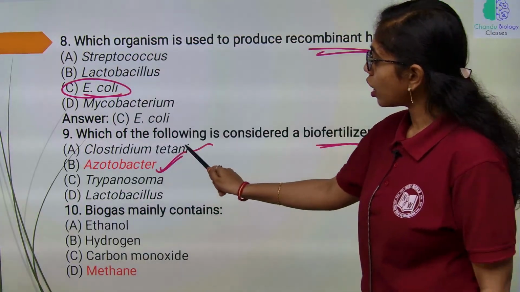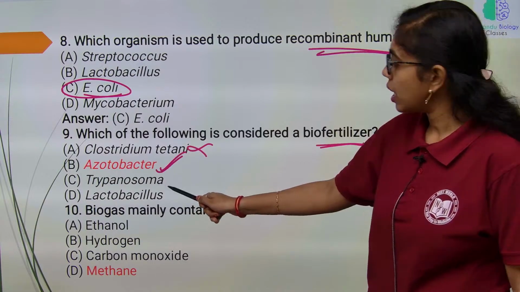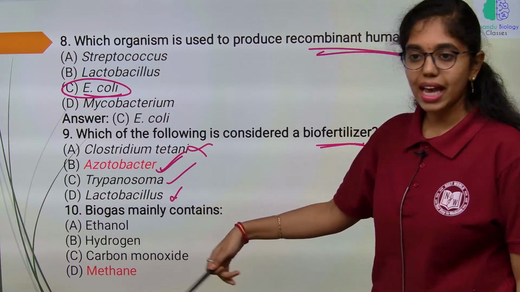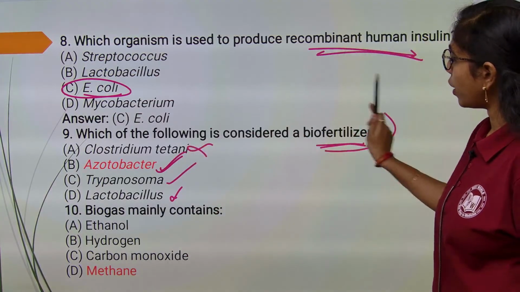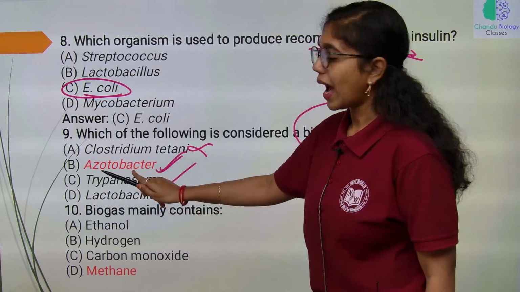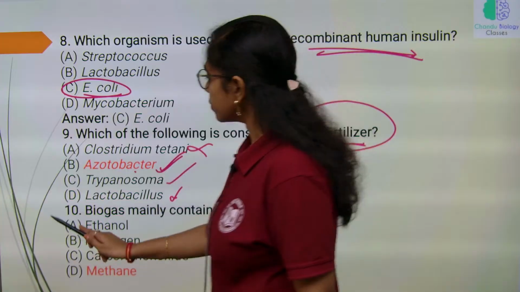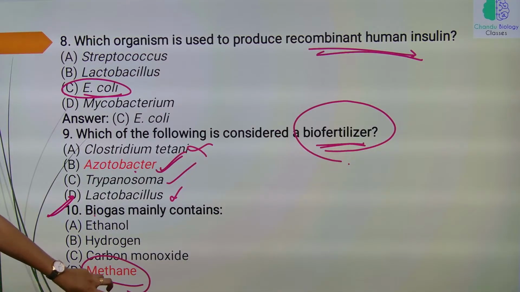The option is not Clostridium tetani, it causes tetanus disease. And then Trypanosoma, which is a flagellated protozoan, and Lactobacillus has its role in making curd. So, the answer for biofertilizer is what? Azotobacter, which is free living, okay. And then biogas mainly contains methane, and this is produced by methanogens.